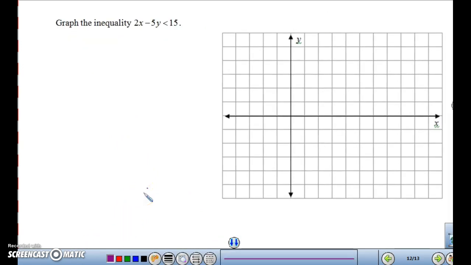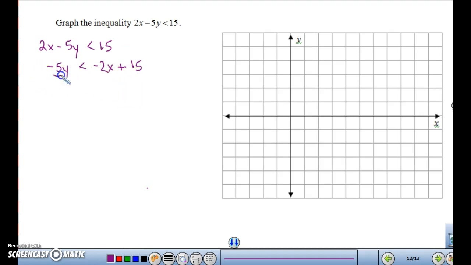Now let's use the equation of a line to actually graph an inequality. We are going to graph the inequality 2x minus 5y is less than 15. First of all, we need to get this in y equals mx plus b form. We're just going to use the inequality instead of an equal sign, but we want this to look like y equals mx plus b. So if we solve this for y, 2x minus 5y is less than 15. We want to get y by itself, so we subtract the 2x and put it on the other side. So that would be negative 5y is less than negative 2x plus 15. I'm putting the 2x in front because I want it to look like y equals mx plus b.